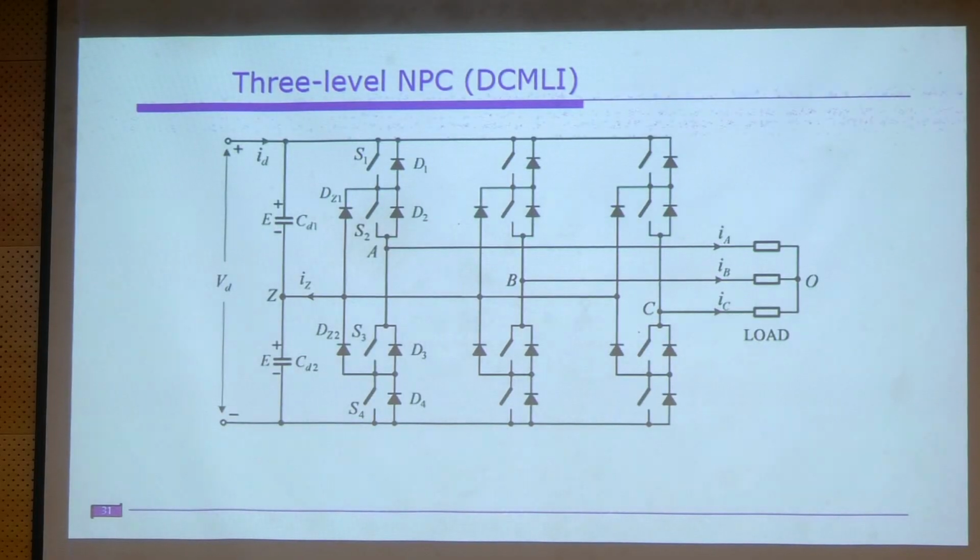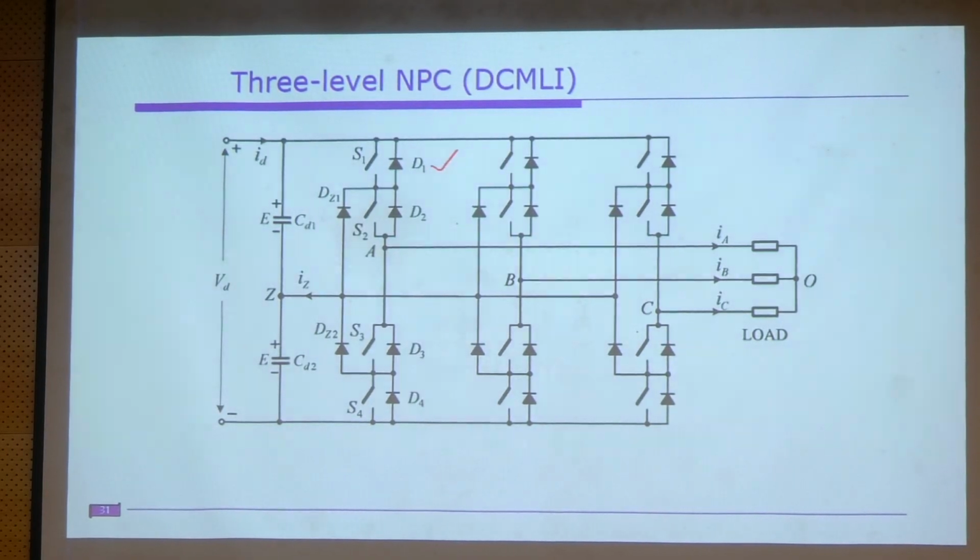This operation is simple, so let us assume that these two devices are on, so that means this device and this device will be off. If we measure the voltage between this A point and this Z point, which is the neutral point, these two switches are on, so this A is directly connected here, so between VA and Z you will get the E voltage. Understood?